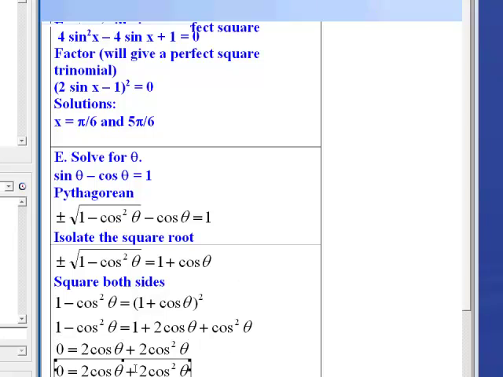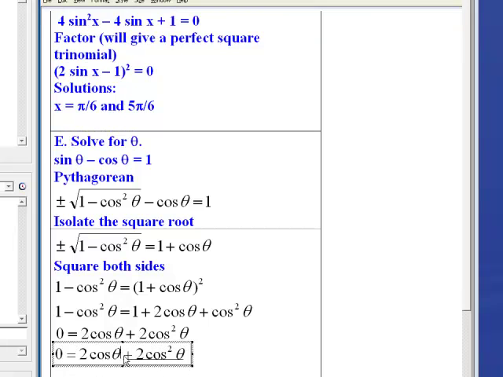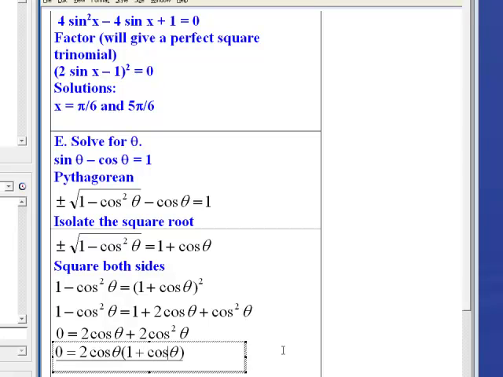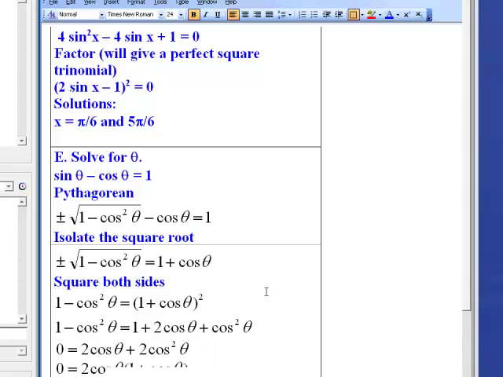We factor out a 2 cosine theta, and in doing so, as we factor that out from the first term, a 1 is left behind from the second term. The 2 has been factored out, and one of the cosines has been factored out. So we're done. Solutions.